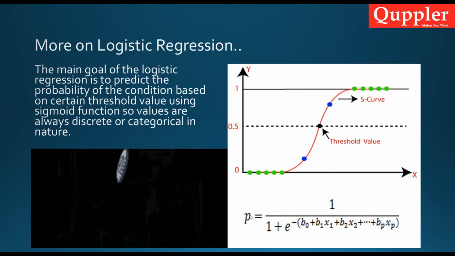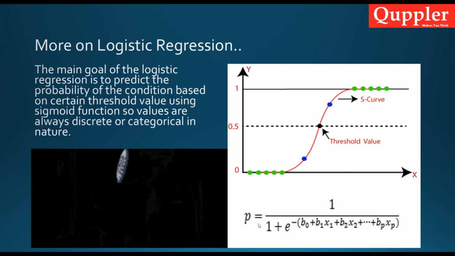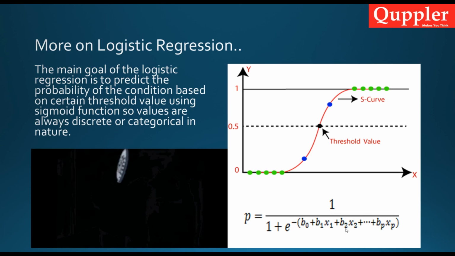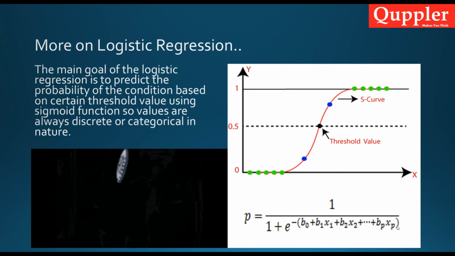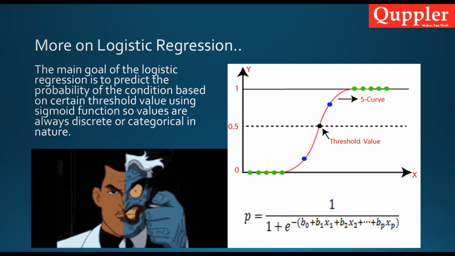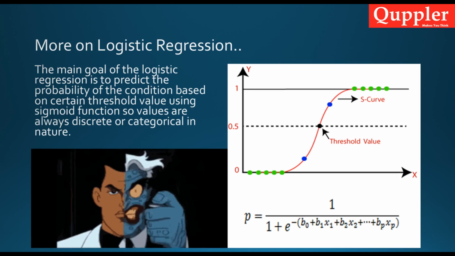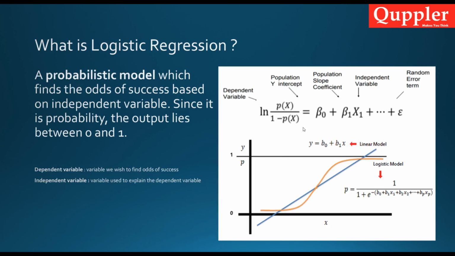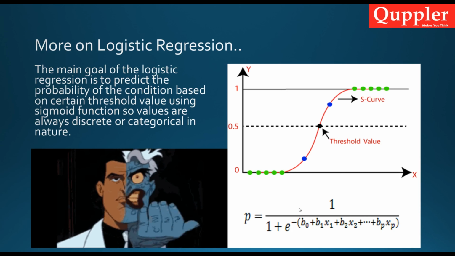So this is the equation of logistic regression, that is p equals 1 by 1 plus e to the power minus (b0 plus b1 x1 plus b2 x2 plus ... plus bn xn). It can go up to any n value depending upon the number of columns you have in the data set. So don't get confused by this equation, because it seems quite different from the linear equation. Later we're going to see how we can derive this.